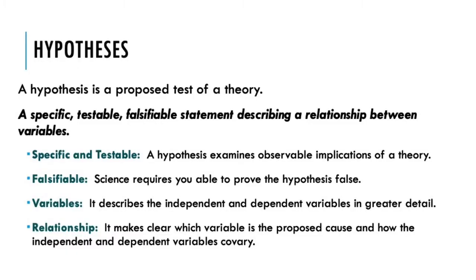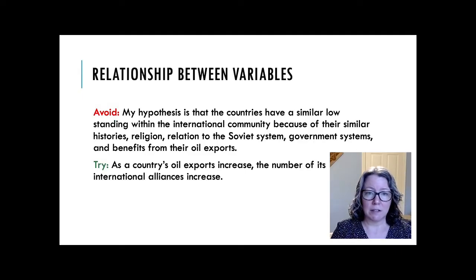A hypothesis is a specific, testable, falsifiable statement that describes a relationship between variables. Annoyingly, each of these words is an important part of the definition. Let's start at the end because this is the most common mistake students make in writing hypotheses. A hypothesis needs to describe a relationship between variables. This means that the sentence you write needs to describe two variables, a proposed cause and effect, as well as how you think they relate to each other.